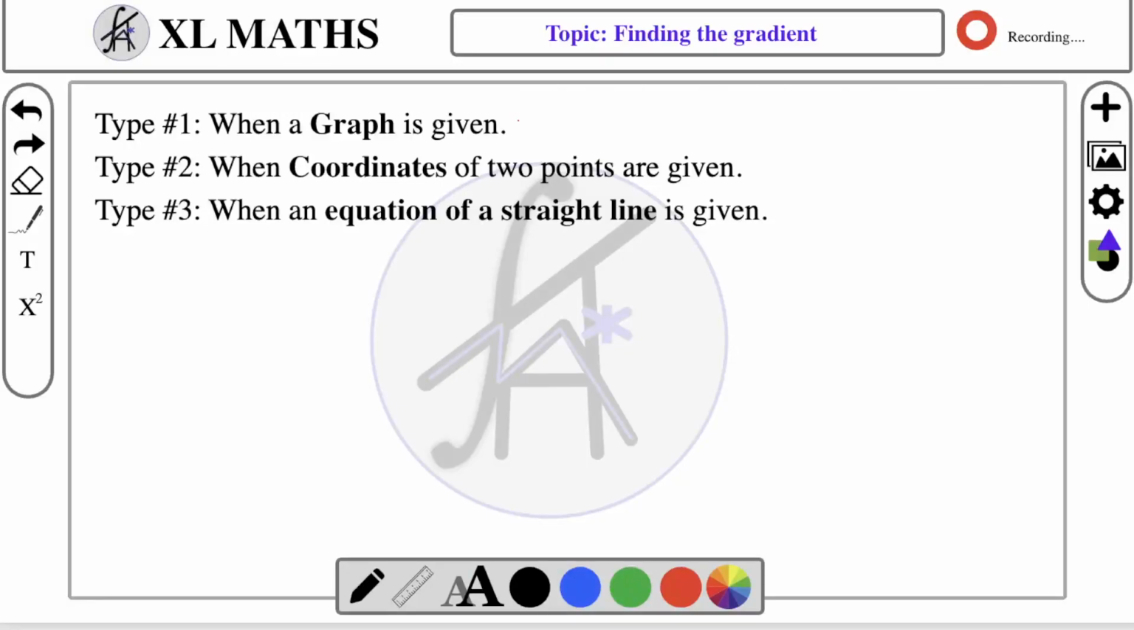Hello students, this is part 3 of finding the gradient of a straight line, and we are here in type 3 to discuss. Let's get started.